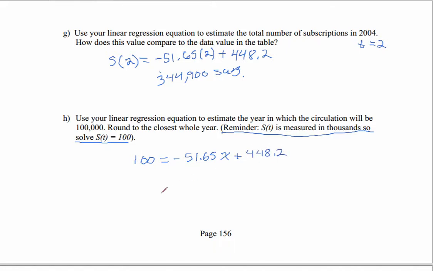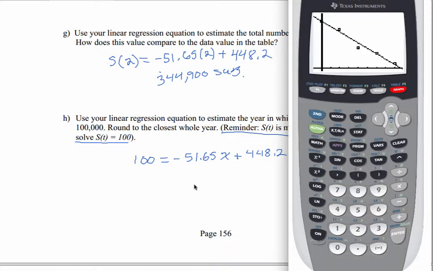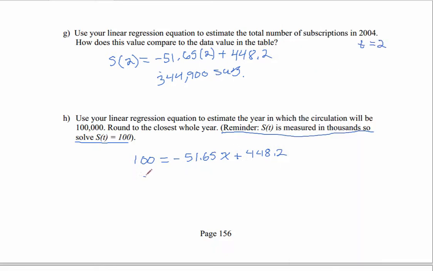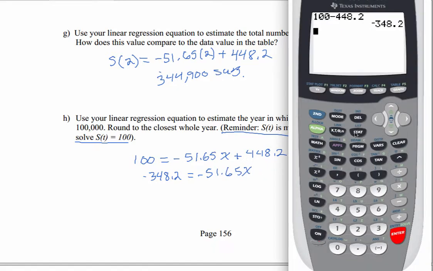All right, so our first job is going to be to subtract 448.2 from both sides. So if we do that, I'm going to take 100, subtract from that 448.2, hit enter, and we get negative 348.2. And that's equal to negative 51.65x, okay? So now I want to take that negative 348.2 and divide that by negative 51.65.